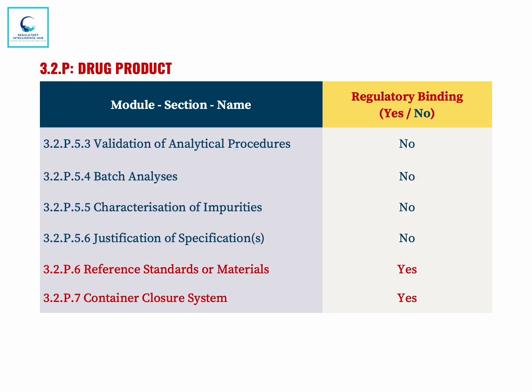Drug product analytical control. Analytical validation reports and batch analysis provide supportive evidence. Characterization of impurities and justification of specifications are also supportive. Regulatory focus remains on the approved specification and analytical method themselves. This distinction provides flexibility for scientific updates while maintaining regulatory oversight of quality standards. Reference standards or materials and container closure systems are binding conditions.